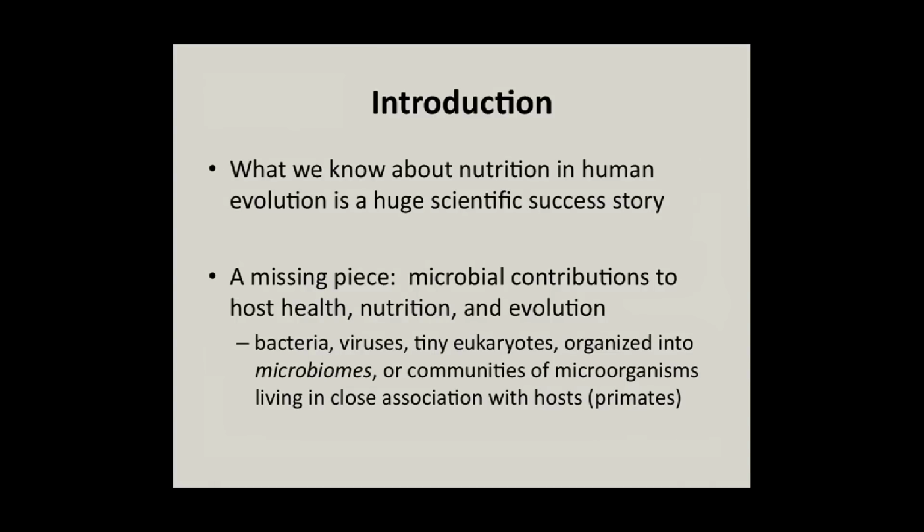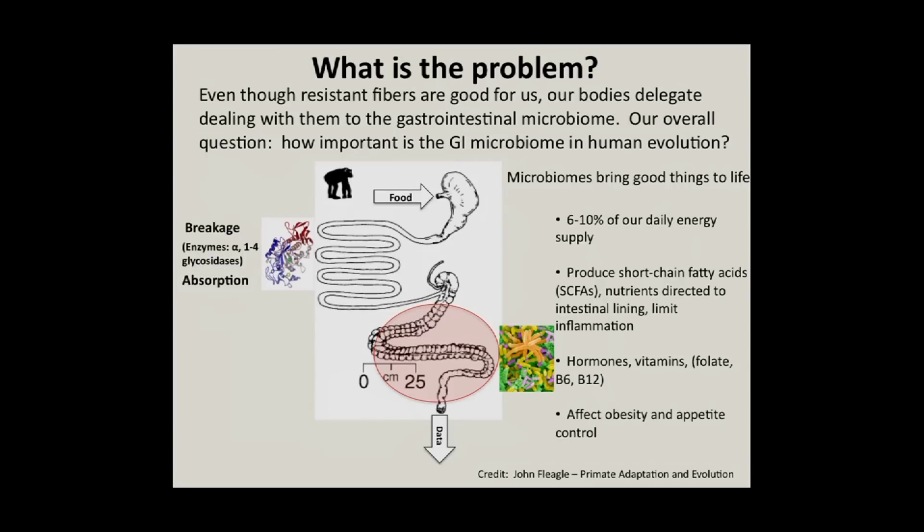What we're mainly interested in are bacteria, including archaea, viruses, and tiny eukaryotes that are organized into microbiomes, or communities of microorganisms living in close association with hosts. And when I talk about hosts, I'm really just referring to primates in this particular talk. Now, what is the problem that we're interested in? Undoubtedly, we've all been told that fiber is really good for us, and that is actually true. Even though resistant fibers are good for us, our bodies actually delegate dealing with them to the gastrointestinal, or GI, microbiome. So our overall question is, how important is the GI microbiome in human evolution?